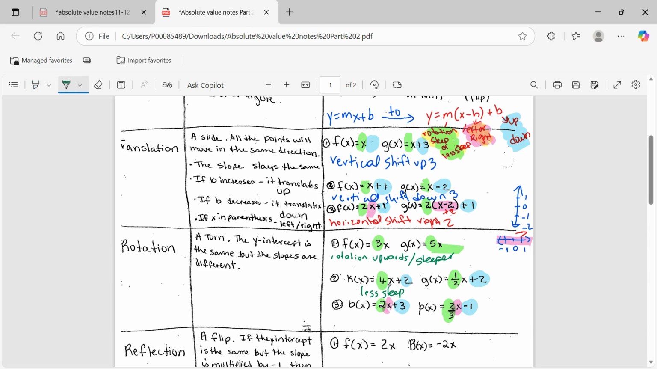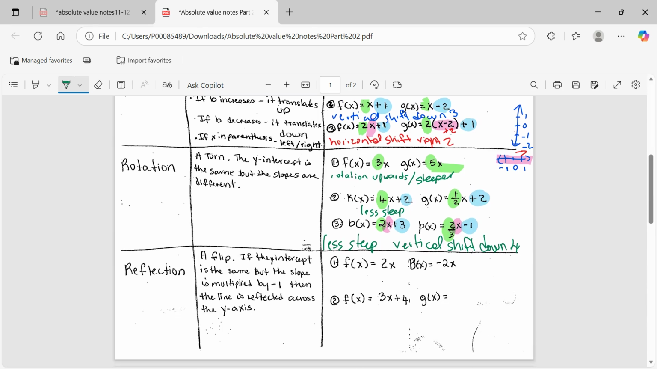So we should have that the green, the slope, is going from 2 to 2/3, it's going down, which means there's going to be less steep. The x is not changing, so there's nothing pink. And then I'm going from +3 to -1 on the y-intercept, so up or down. From +3 to -1, I'm going to be going down. And so I'm going to go down 4. That's a vertical shift. Down 4.